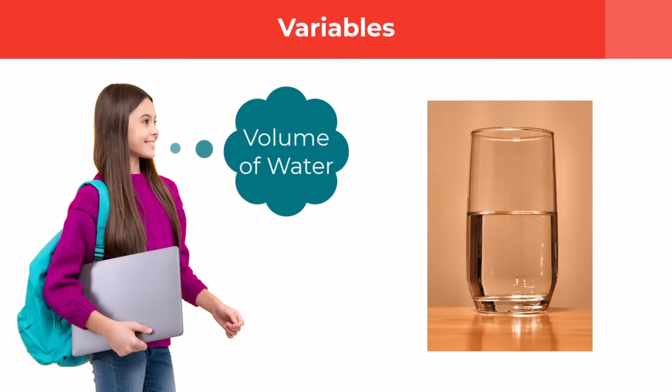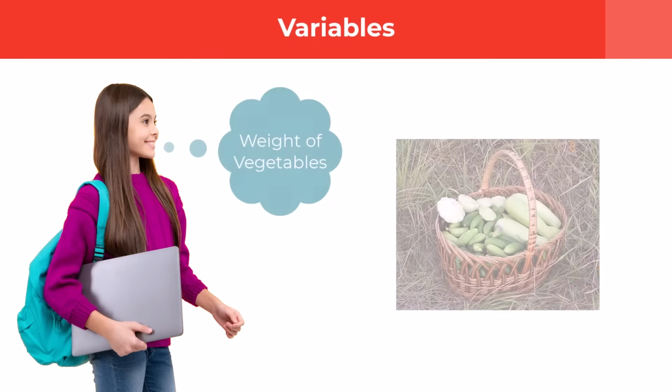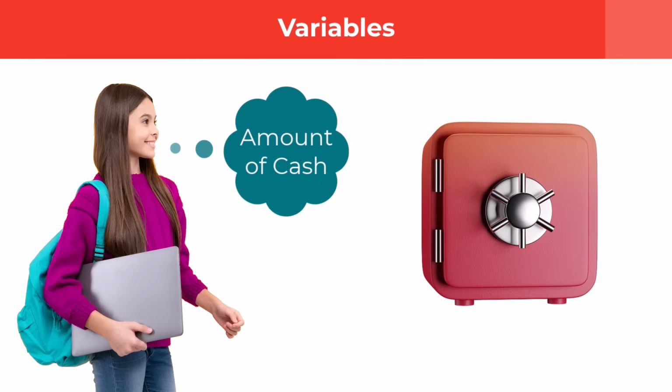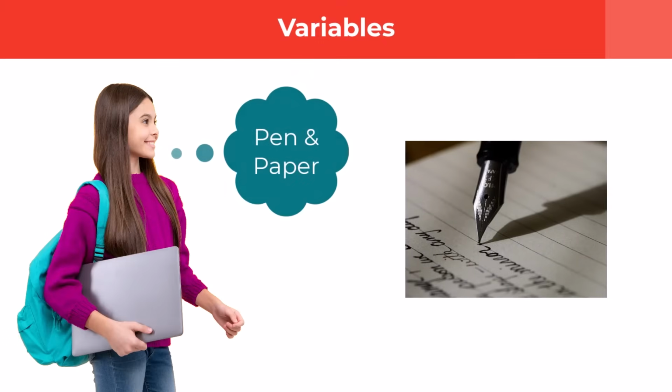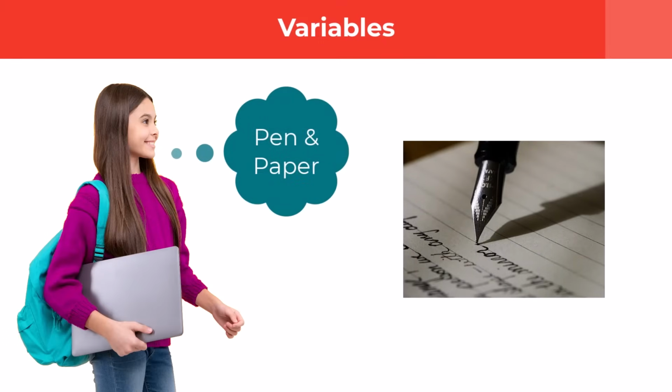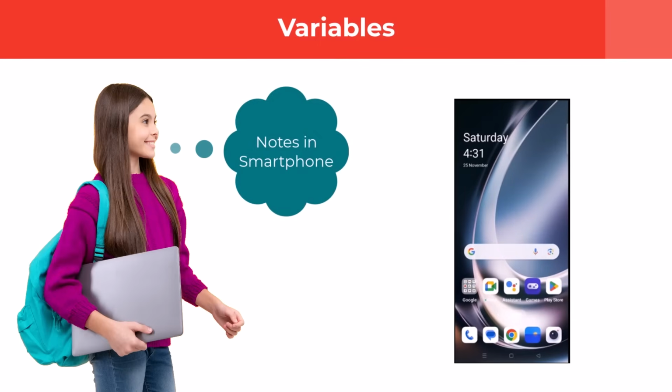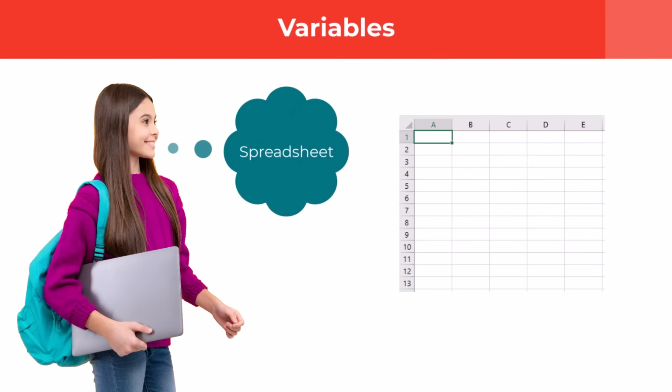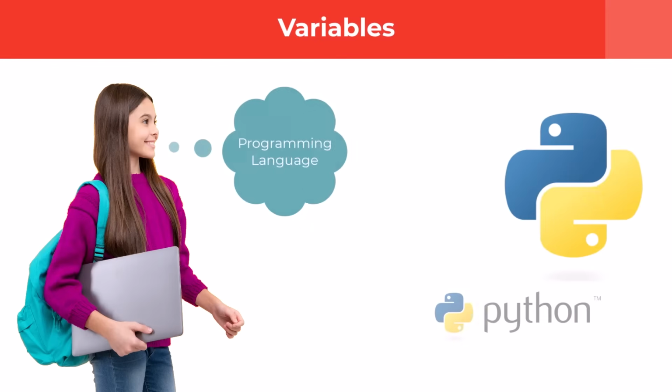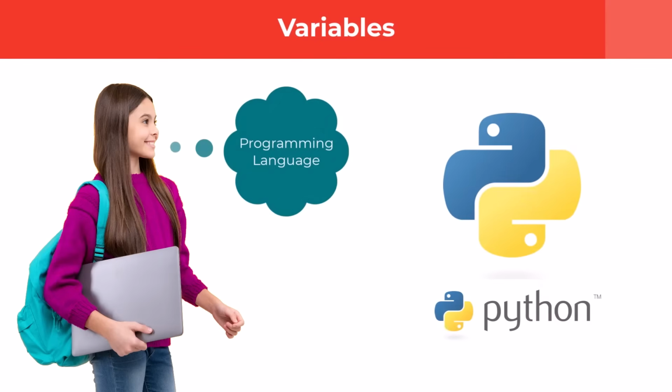What if you want to store the volume of water, weight of vegetables, or the amount of cash? So you might take a pen and write it down on a piece of paper, or you might write it down on the notes of your smartphone. Maybe you will write down this information in a spreadsheet on your computer. What if you want to supply this information to a programming language? You need a variable. Let's see how we can make a variable in Python.